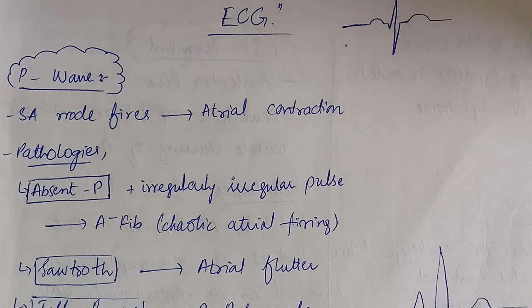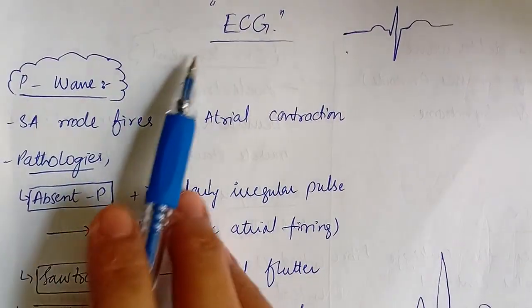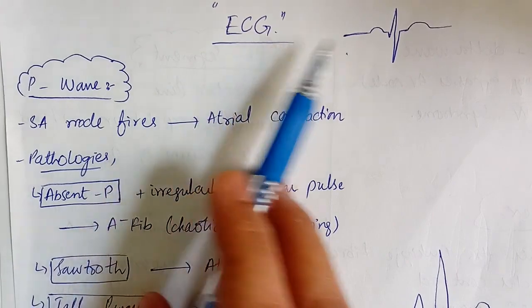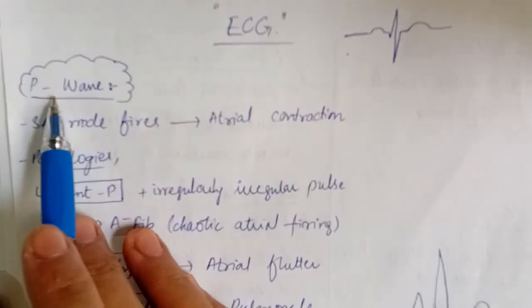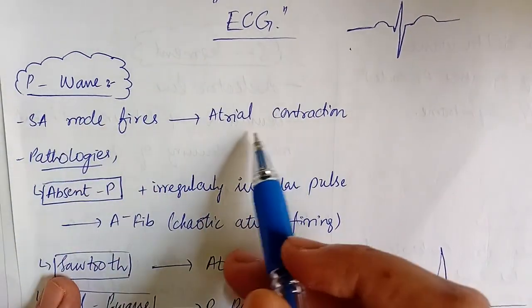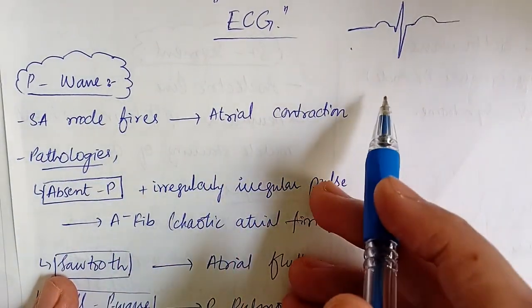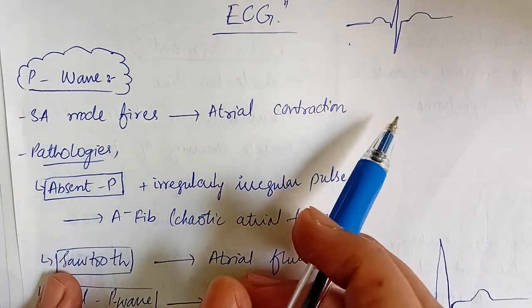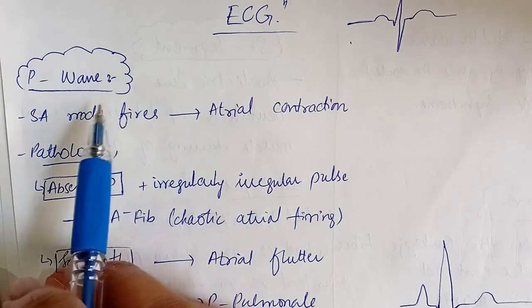But before that, we are going to start with the basics. First of all, we are going to look at what the waves tell you in an ECG. First, we have the P wave. The P wave signifies atrial contraction. The SA node fires, which leads to atrial contraction, and the P wave signifies this.